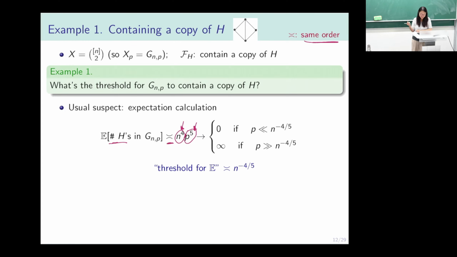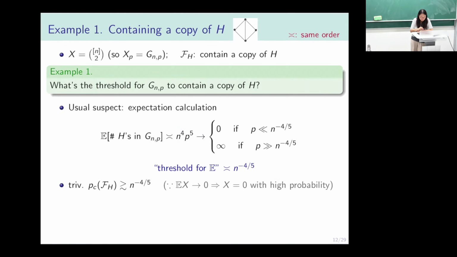So in this sense, we can say that the "threshold" for the expectation for this random variable is about n to the negative 4/5. And here I use quotation marks because I haven't defined it yet. Later we'll see the rigorous definition of the expectation threshold. But for now, let's just feel this with our heart. So the threshold for the expectation is about n to the negative 4/5.